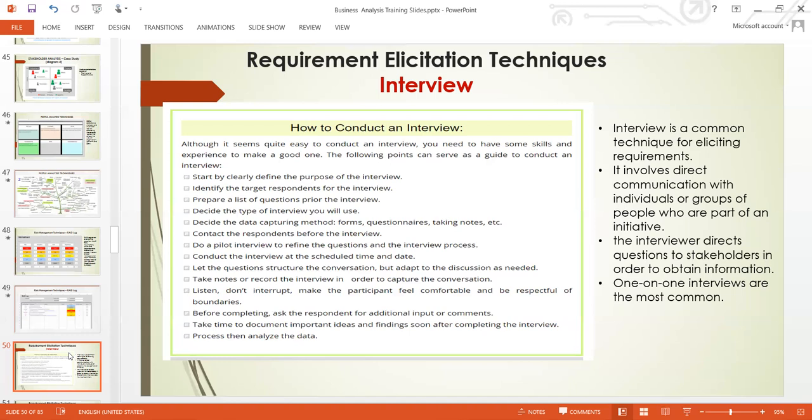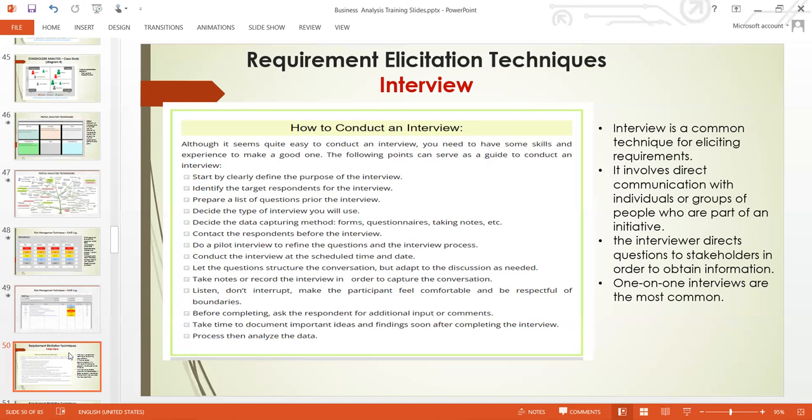So these are some of the things. It might look so common or so small, but it can spoil the whole day for you or spoil all your activities or all your efforts. So it's very good you record or capture your interview.